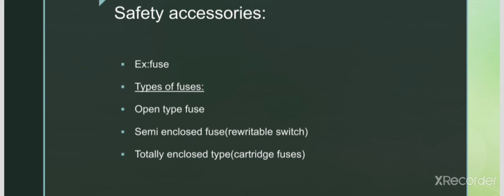Nowadays silver is extensively used as a fuse, even though it has a high cost, as it has more advantages. Why? Because it does not get oxidized, its conductivity is high and its operation speed is also very fast. That's the reason we prefer silver nowadays. Coming to the types, fuses can be classified into three types: open type fuse, semi enclosed type fuse, and totally enclosed type fuse.